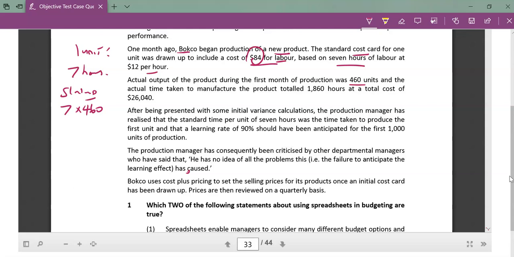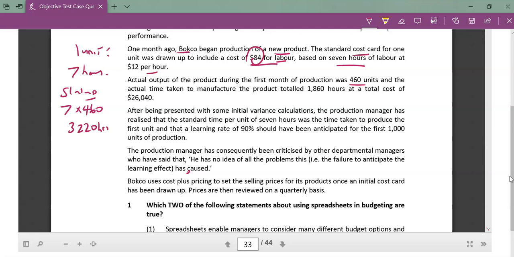Would be 7 times 460. So I would sit there and I would say, therefore, in terms of what I would consider my standard, if you like, my standard hours that I expect when you're making 460 units, I will tell you that my standard is 3,220. So that's kind of the first thing to work with. This is the standard. This is what I'm expecting.